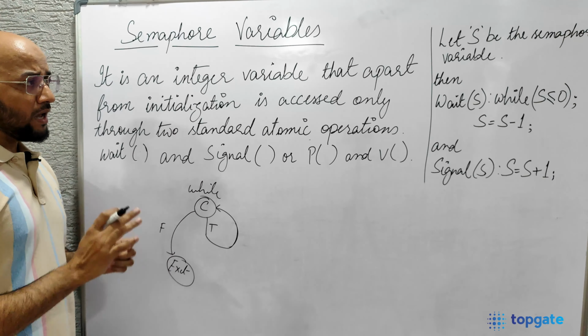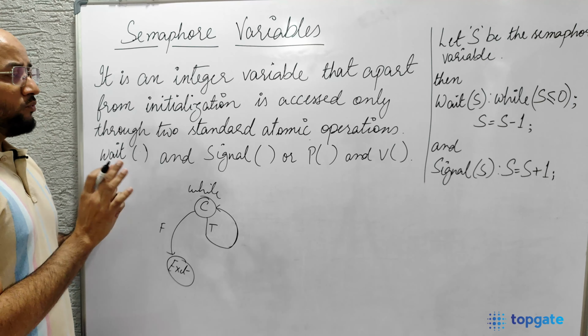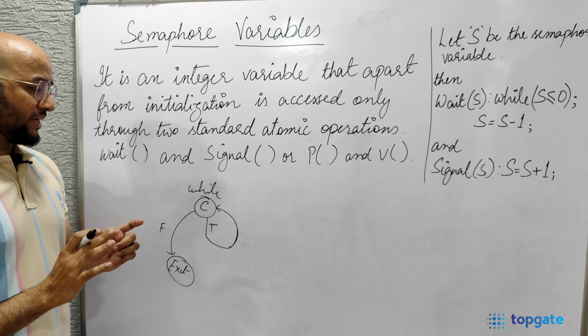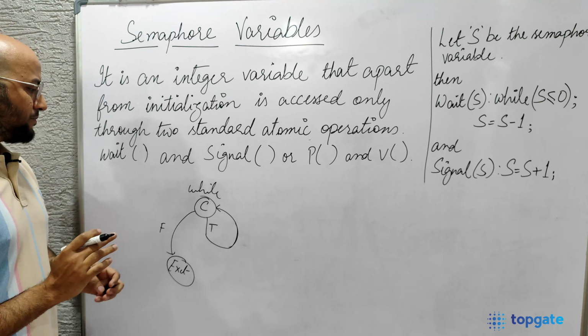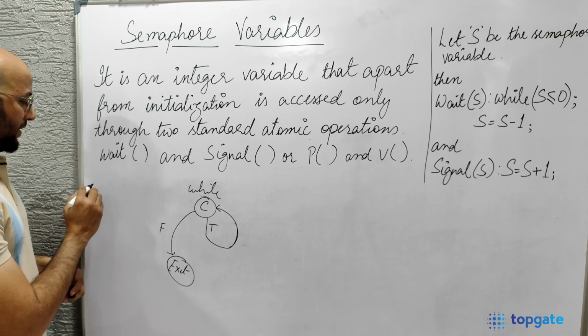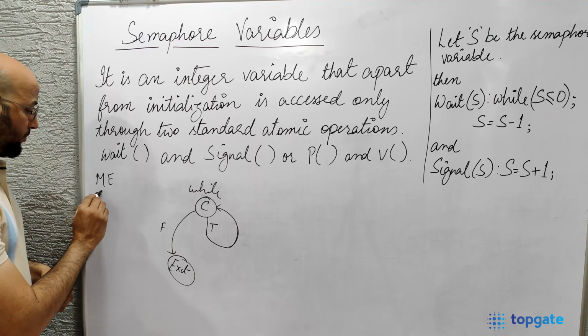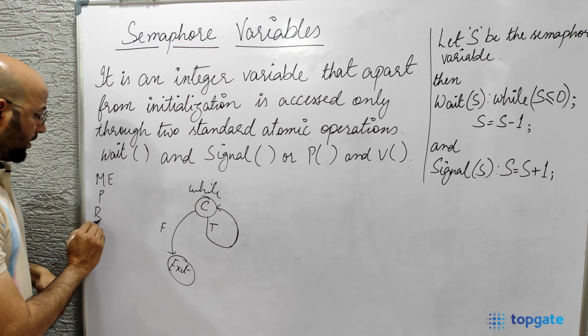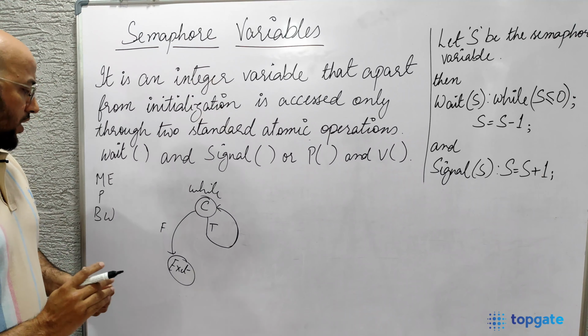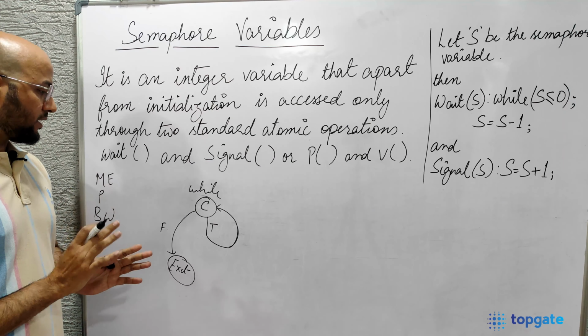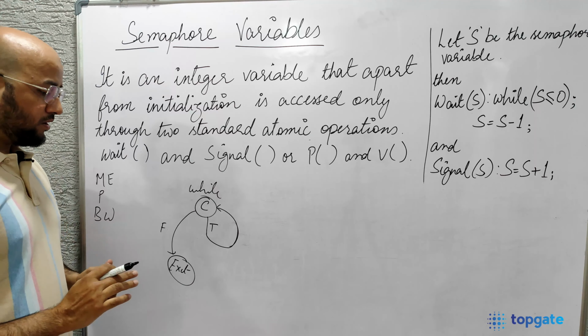Now we'll see how this semaphore variable will be used to solve the critical section problem. For a critical section problem, we have three requirements: the requirement of mutual exclusion, the requirement of progress, and the requirement of bounded waiting. We'll see one by one whether all those three conditions are satisfied or not.